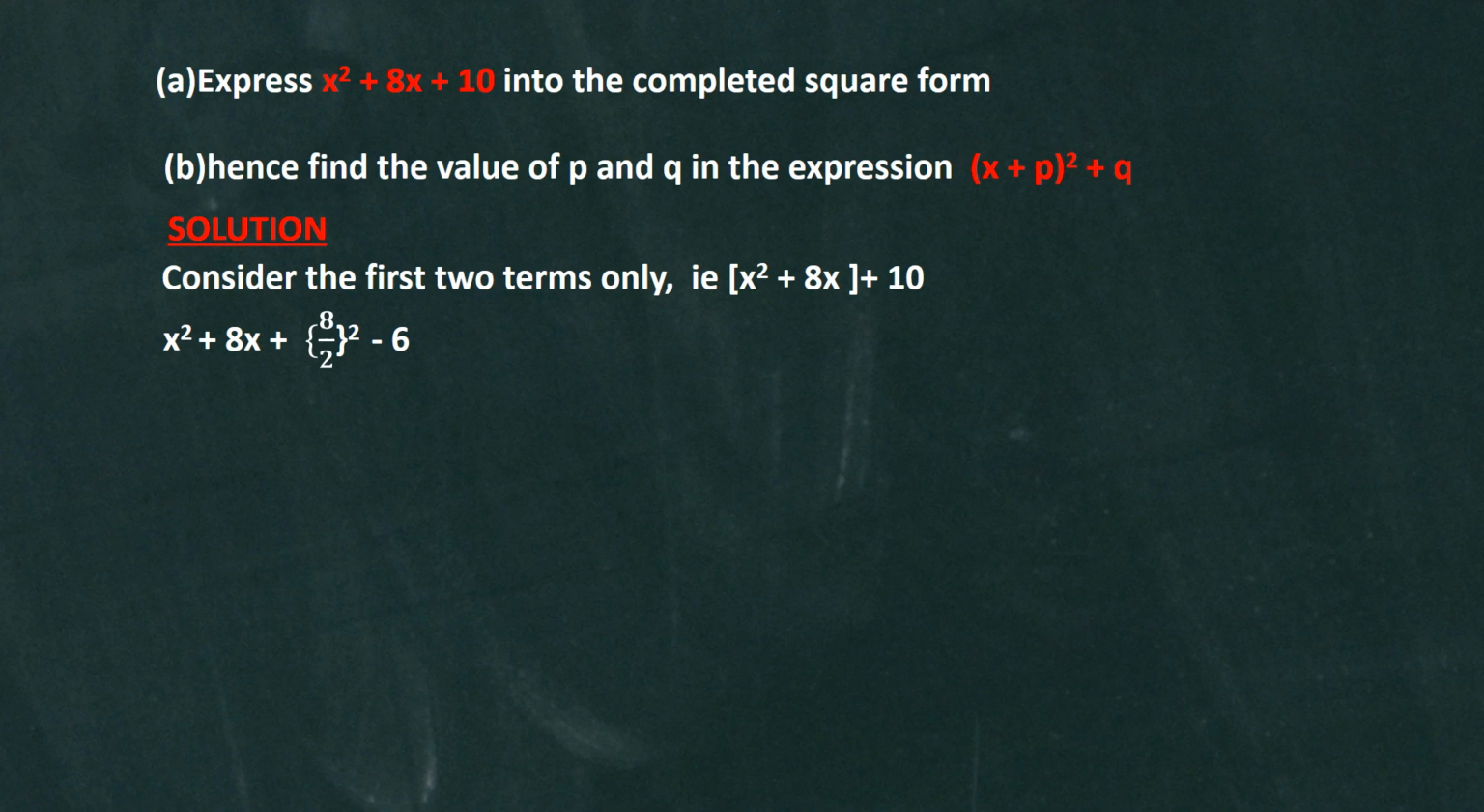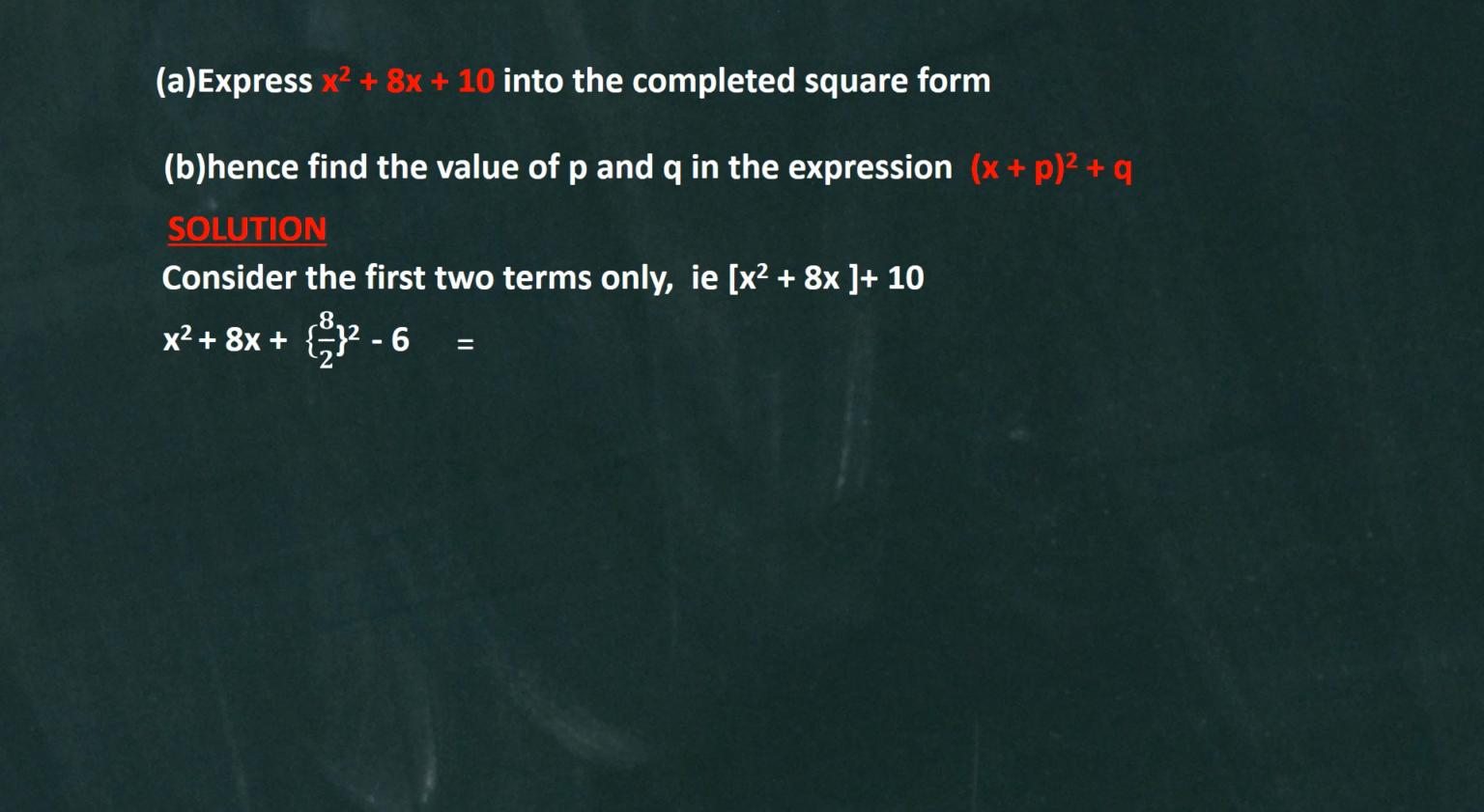So we're going to add half of 8 squared to x squared plus 8x. Now we've come up with a new constant, which is 8 over 2 squared. Initially, we had a constant of 10. 8 over 2 squared actually gives us 16. So to reduce that to 10, we subtract 6 so that we do not change the question. Now, 8 over 2, we know clearly that gives us 4. So we now have x squared plus 8x plus 4 squared minus 6.